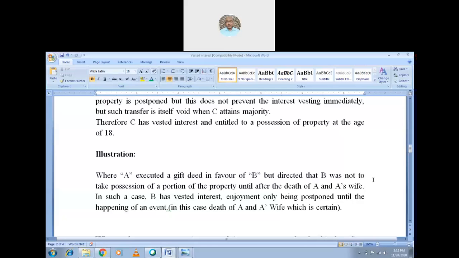So when will the vested interest be created in this example? Yes, anyone? When A and A's wife die, he can enjoy the property only when A's death and A's wife's death happen. But vested interest starts from 18 years after. After A's death, sir. No.